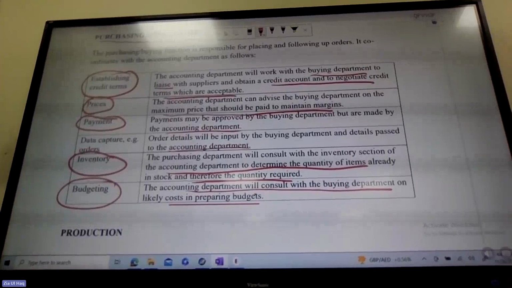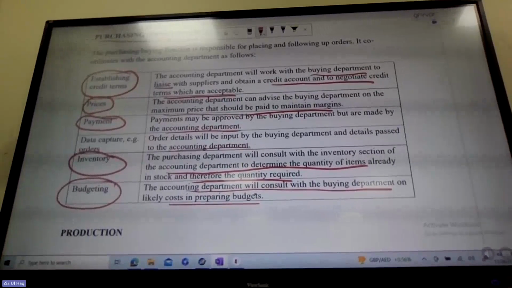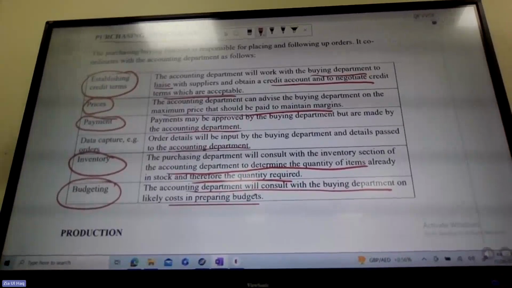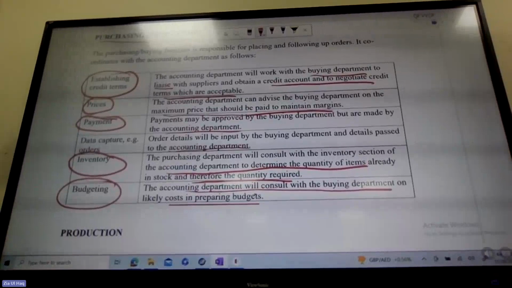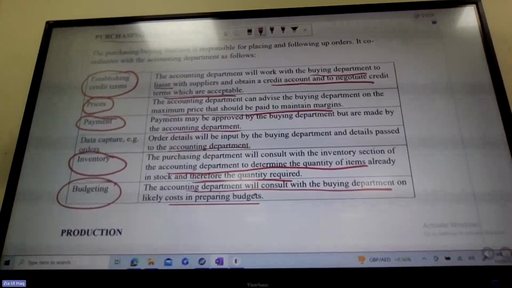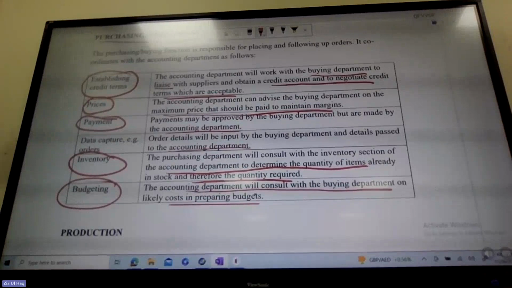So these are the areas where the purchase department and the accounting department have to consult and communicate with each other: establishing credit terms from suppliers, pricing of the items ordered, payments against the orders, and order data sent to the accounting department. For inventory, the purchase department will ask the accounting department for the balance, and while preparing future budgets, the accounting department will ask the purchase department.